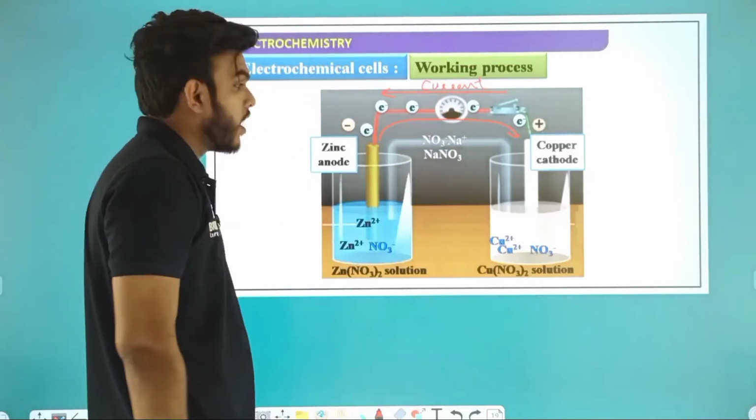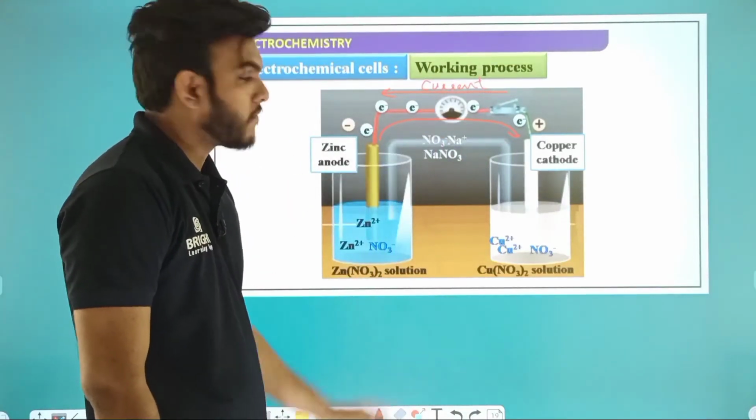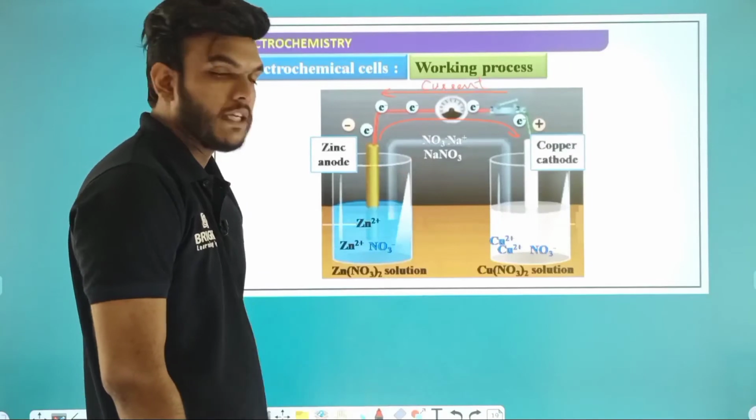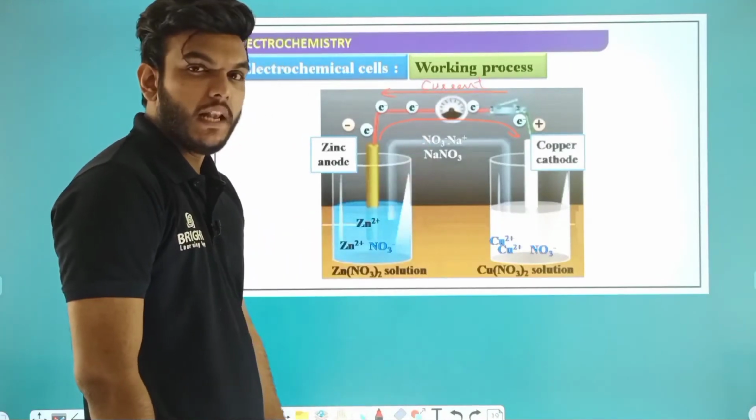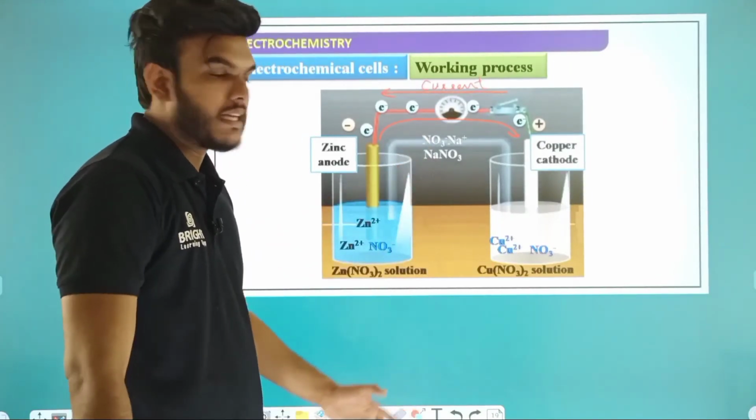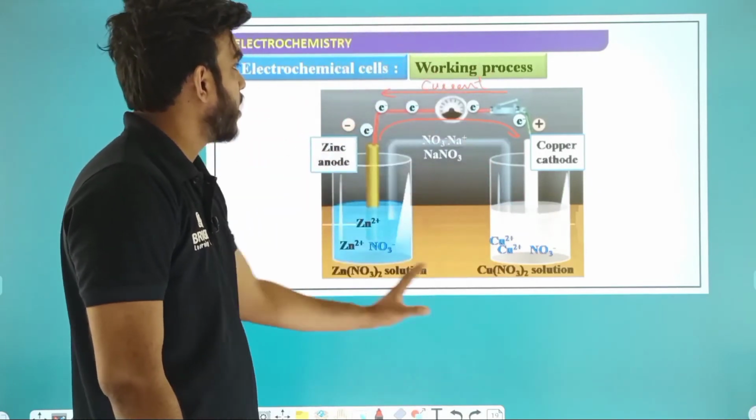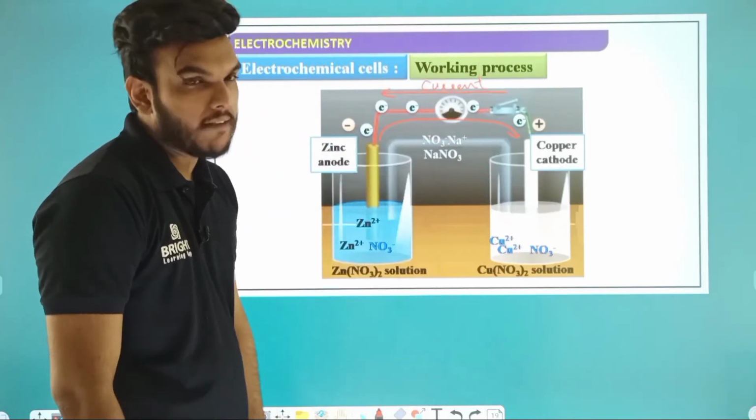This is a reaction. So you already know the salt bridge is made up of sodium nitrate or potassium nitrate, or it may be made up of KCl, or it may be made up of agar-agar. We studied all that concept. This is the actual representation of a galvanic cell.